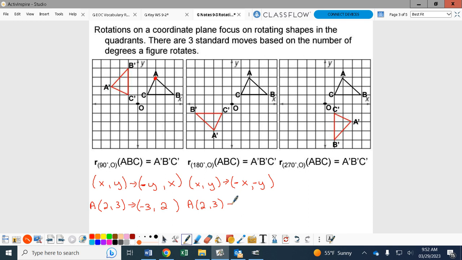Right? So my new point would be what? Negative 2, negative 3. Perfect. That's it.